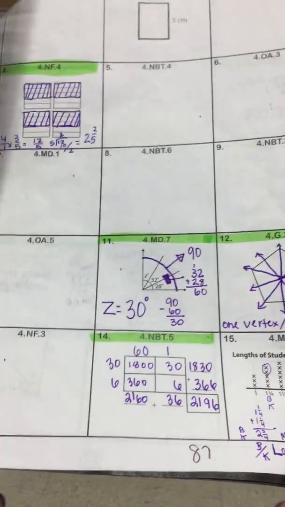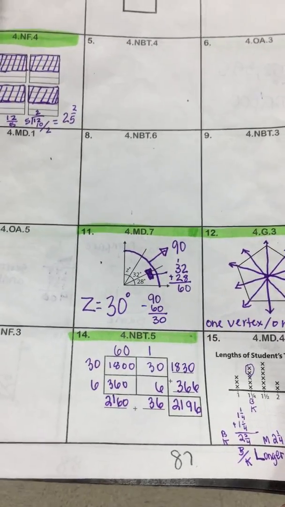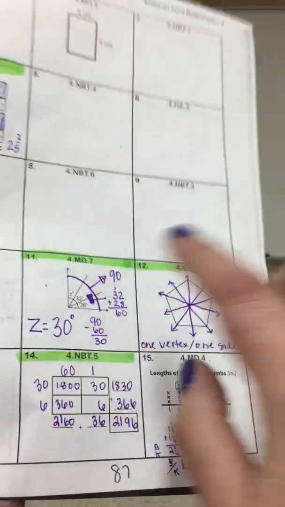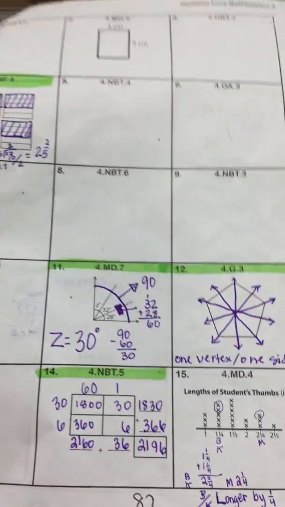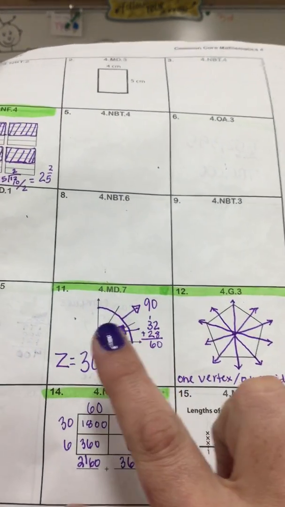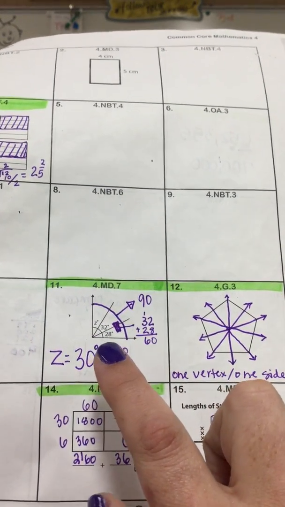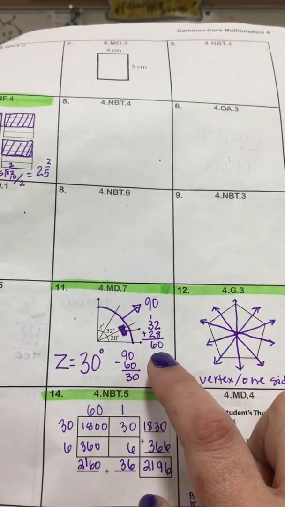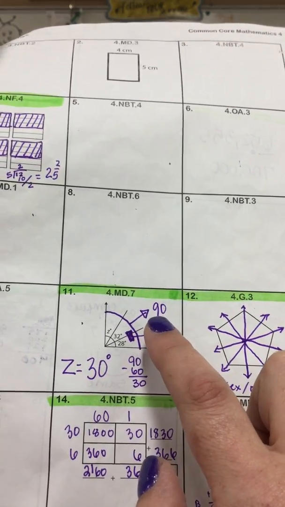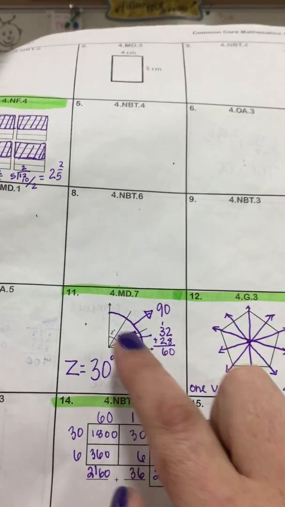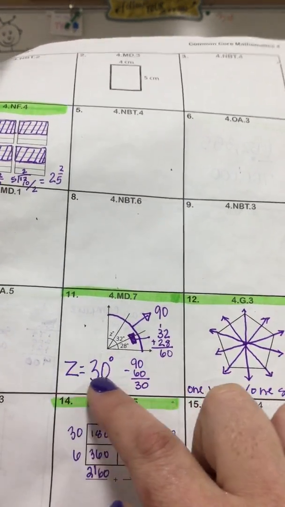On number 11, we have an angle problem where they told us that the sum of these is a right angle, so that's the reason why we put 90 right there. We also said step 1 would be to add that 32 and 28 to find what we know that these two are, which ended up being 60. And then we take our total 90 minus those two, which is 60, which gives us a total for Z to be 30 degrees.